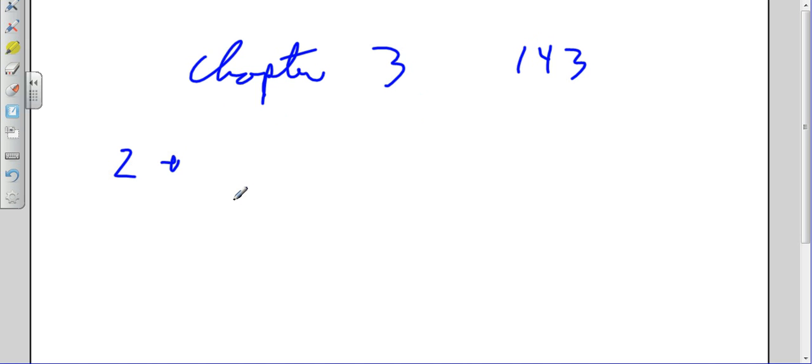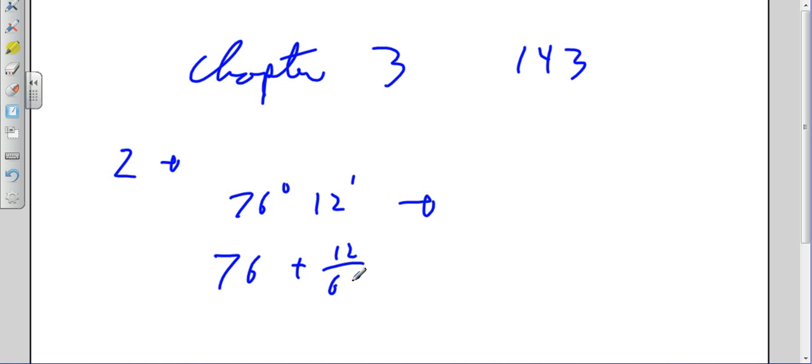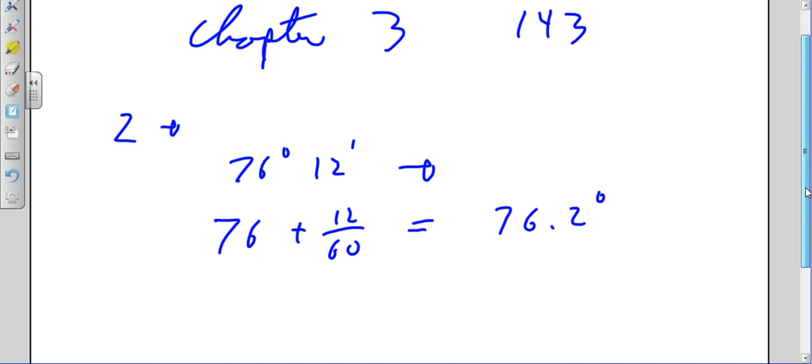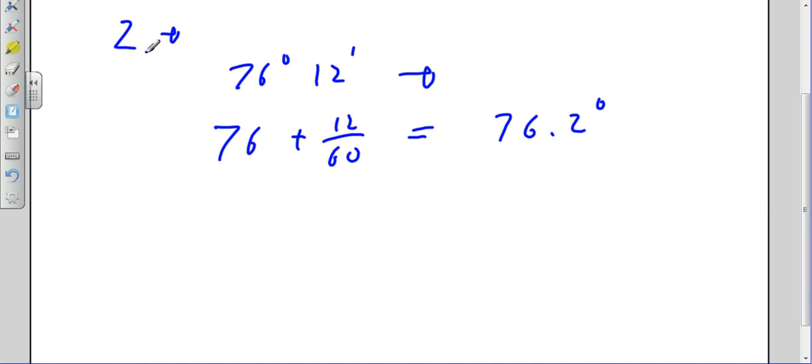And we want to change 76 degrees 12 minutes into decimal degrees. Okay, so that'd be 76 plus 12 divided by 60, and 12 divided by 60 is 1/5, so that'd be 76.2 degrees. And I could have done that in my calculator, I didn't necessarily have to do that someplace else.